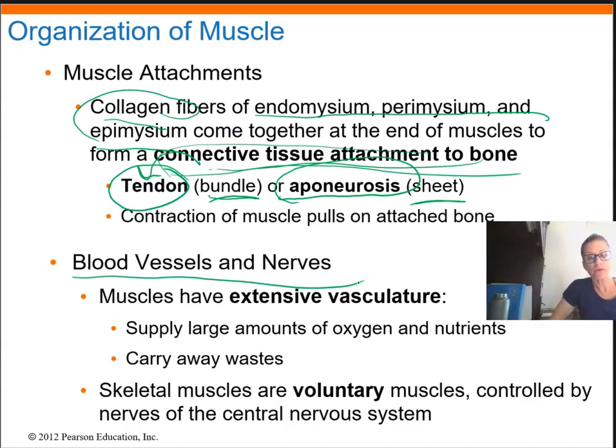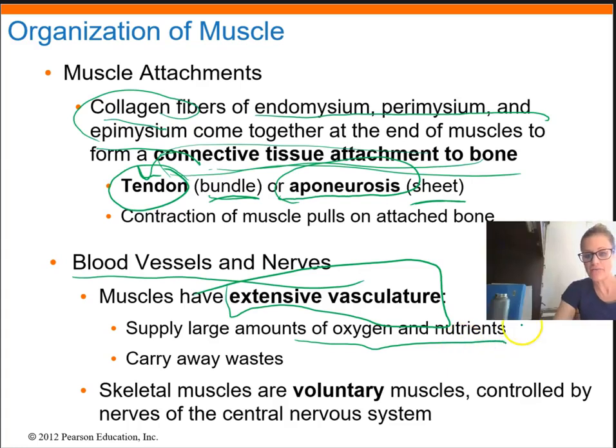Our skeletal muscles have a very extensive vasculature. That's just a fancy way of saying there's a lot of blood vessels. There are a whole lot of blood vessels present in our skeletal muscles. And the reason for that is that they're really busy tissues. They're very active. And because they're so active, they need us to supply a lot of oxygen and a lot of nutrients like glucose.